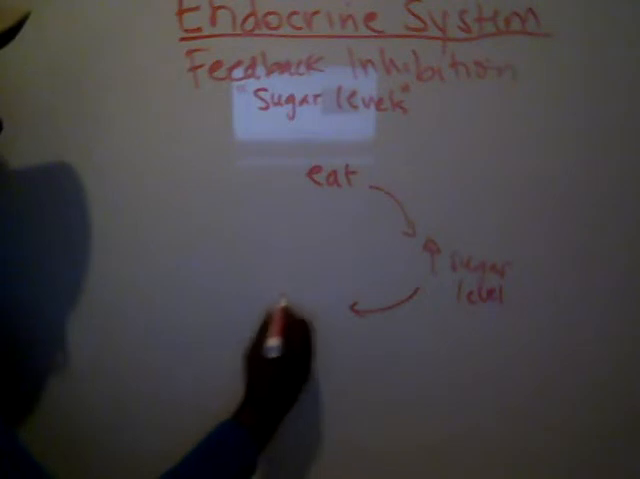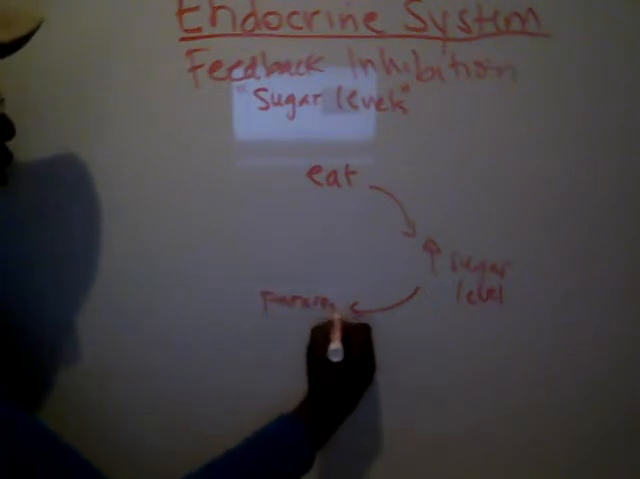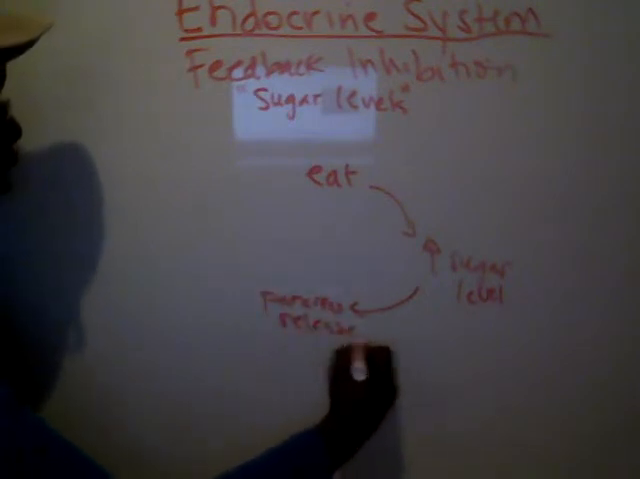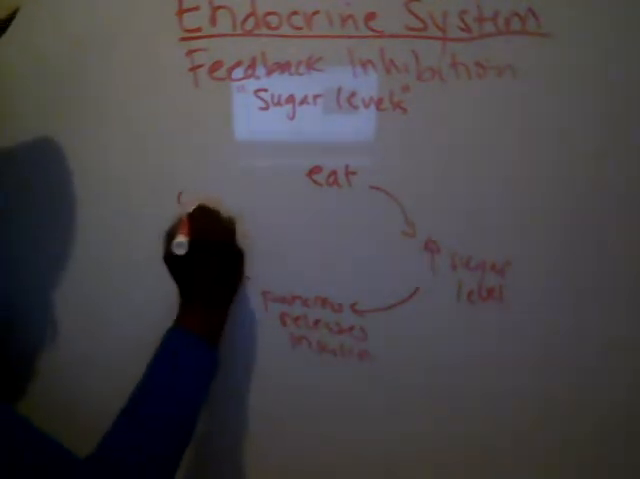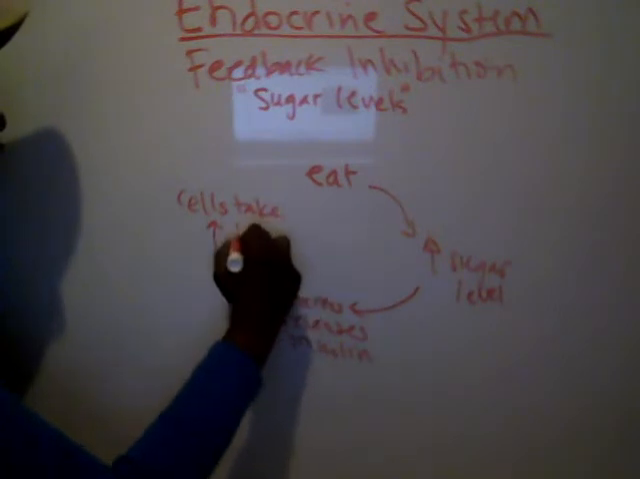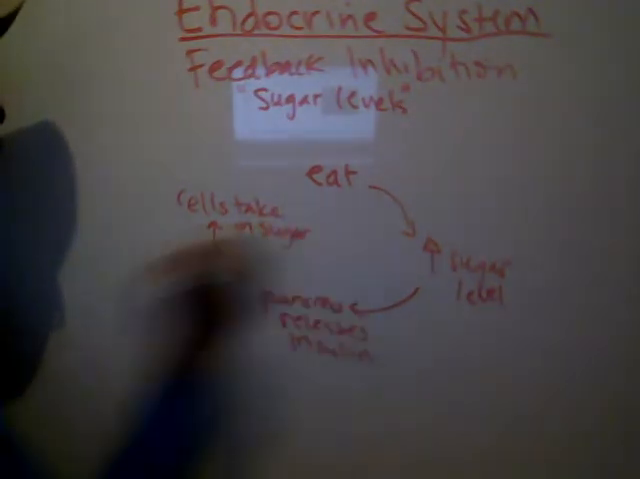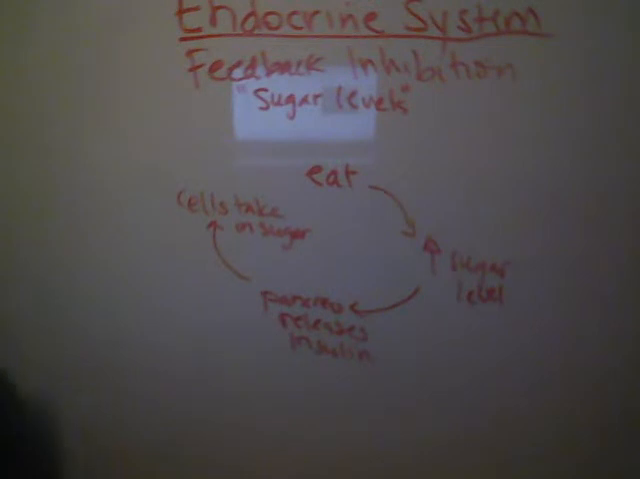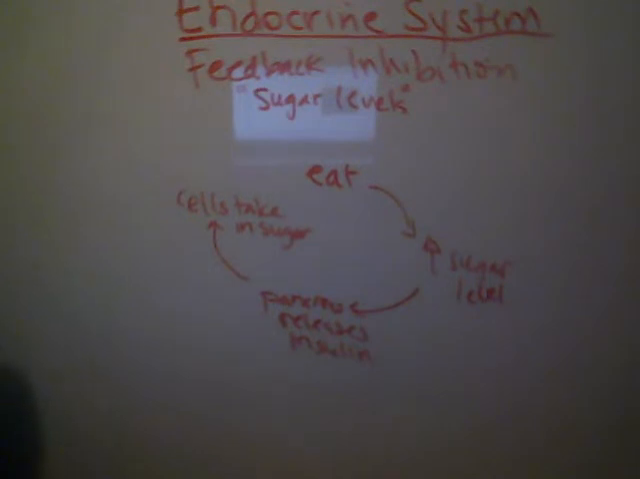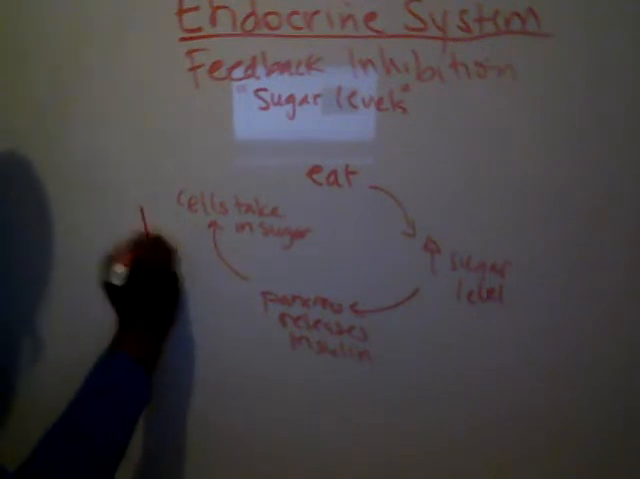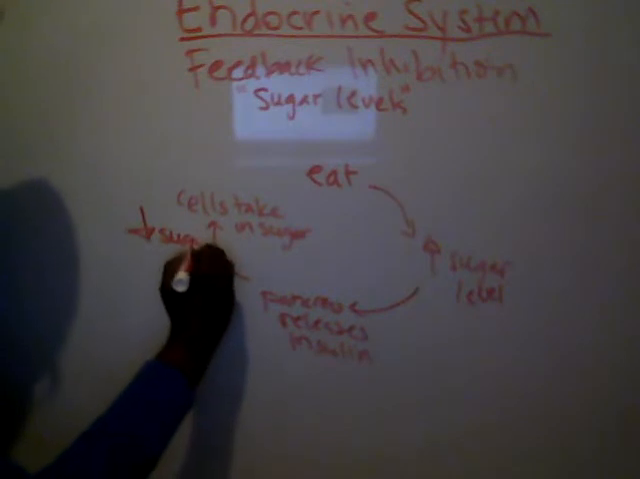Okay? And then the pancreas is going to release insulin. So the pancreas releases insulin. And then what's going to happen is the cells are going to take in sugar, because insulin is like a reminder for the cells. When insulin is released, it tells the cells, well, hey, there's sugar here. You might want to take in some sugar so you can use that for different purposes, like to make energy. The cells don't know to pick up the sugar unless insulin is released. So when insulin is released, the cells take in sugar, and so our sugar levels are going to drop.